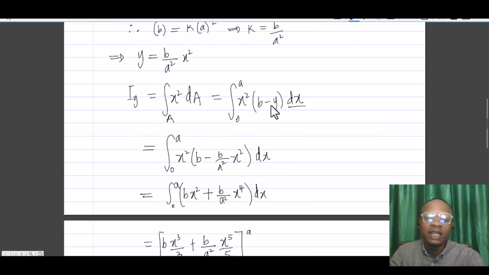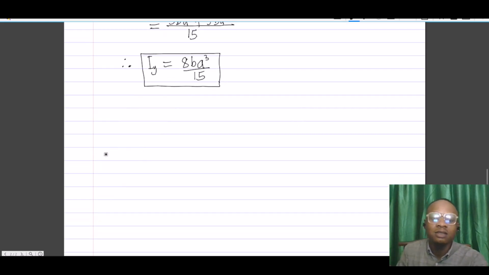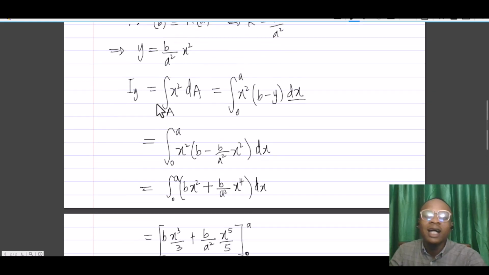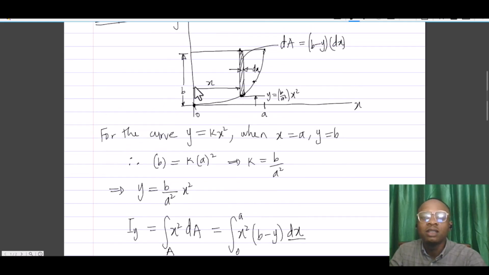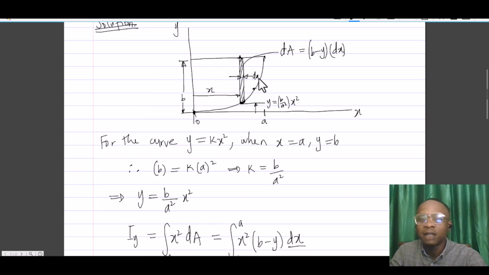So what if you want to get the moment of inertia about the x-axis? How do we go about it? Of course, you might think of that and say, yes, I should solve this by using an elemental strip that is parallel to the x-axis, and you would be correct. That is correct. You can use an elemental strip that is parallel to the x-axis.